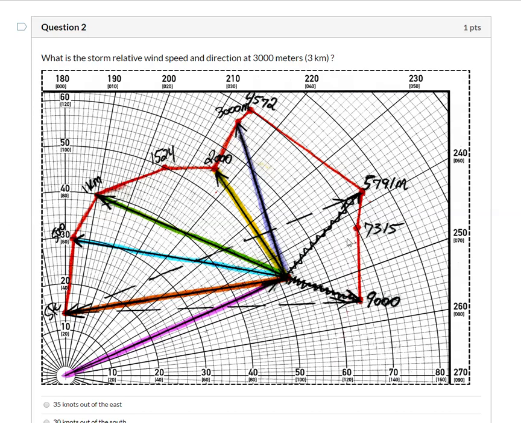You could do one at 7315, just connecting a dot between the storm motion dot right here and the place on the hodograph at 7315. That would be your storm relative wind vector at 7315 meters. Okay? So we will move on, and we'll discuss more why storm relative wind is important.